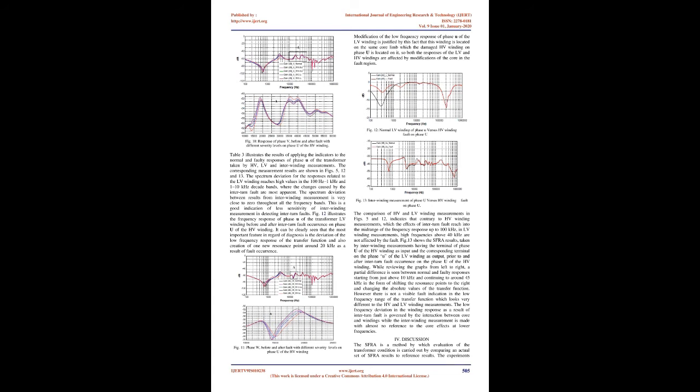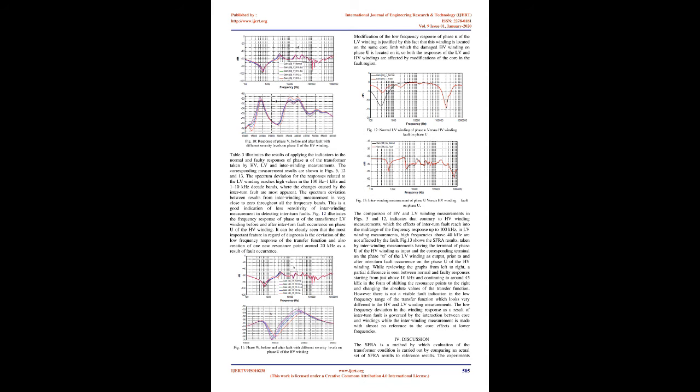Table 3 illustrates the results of applying the indicators to the normal and faulty responses of phase U of the transformer taken by HV, LV, and interwinding measurements. The corresponding measurement results are shown in Figs 5, 12, and 13. The spectrum deviation for the responses related to the LV winding reaches high values in the 100 Hz, 1 kHz and 110 kHz decade bands, where the changes caused by the interturn fault are most apparent. The spectrum deviation between results from interwinding measurement is very close to zero throughout all the frequency bands. This is a good indication of less sensitivity of interwinding measurement in detecting interturn faults.